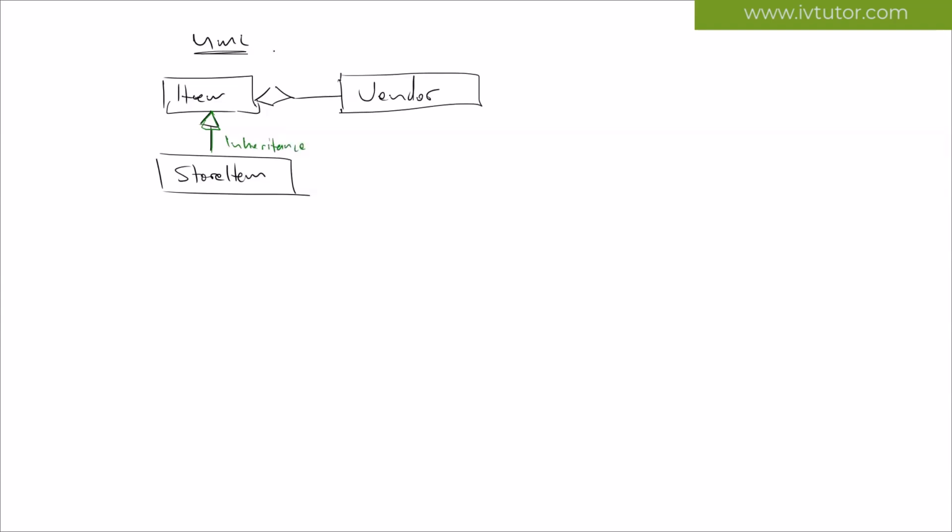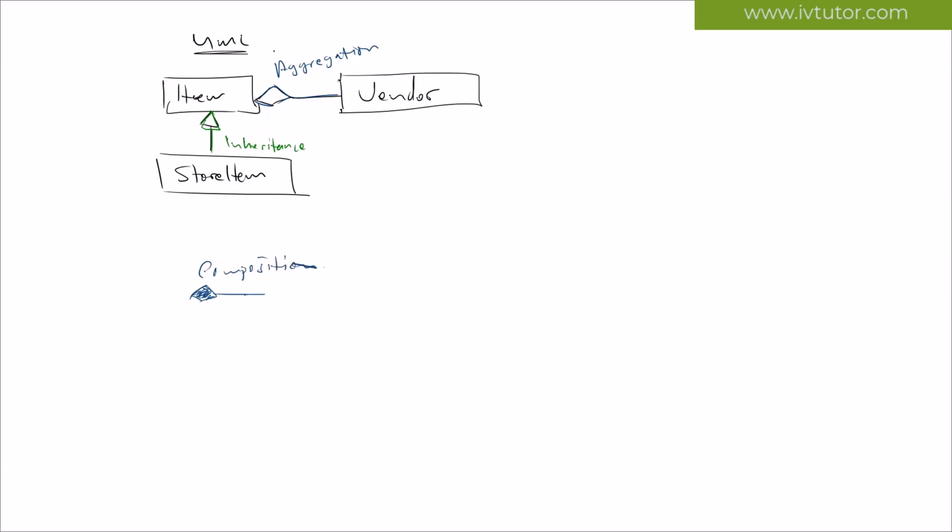This diamond that you see here represents aggregation. Sometimes composition if it's solid like this. Then this would be composition. Okay.